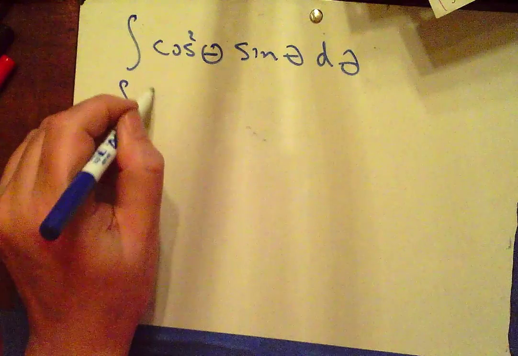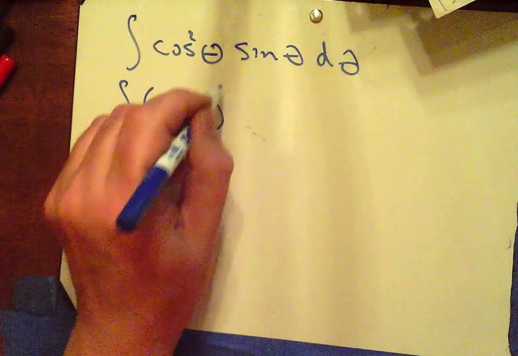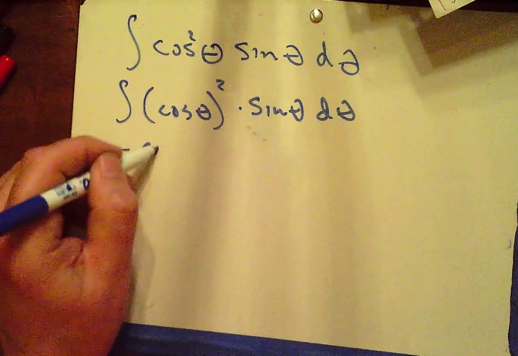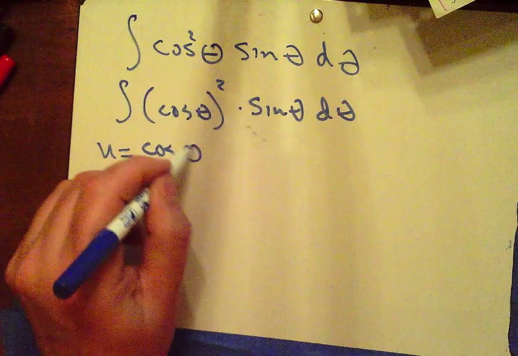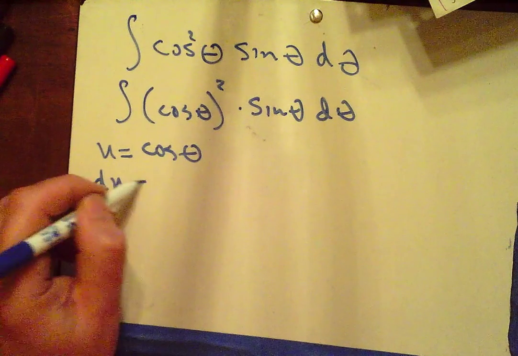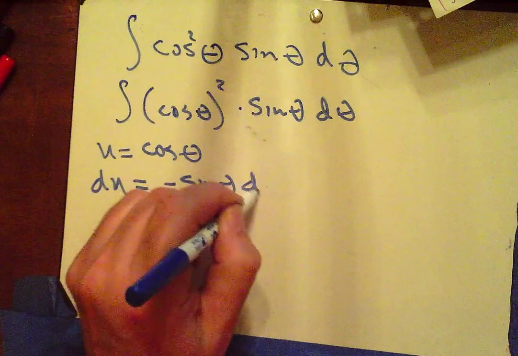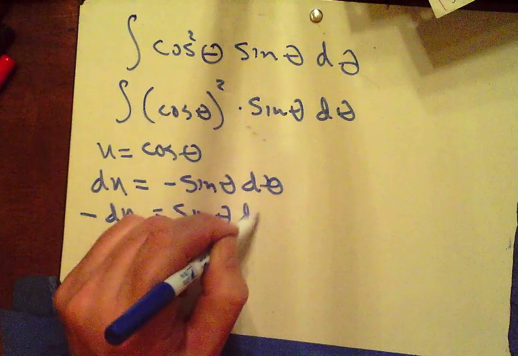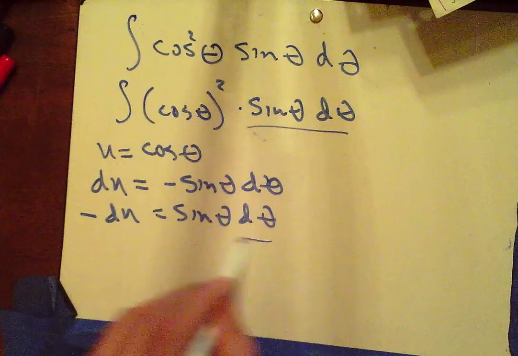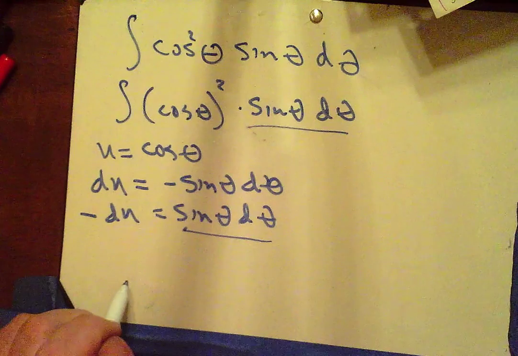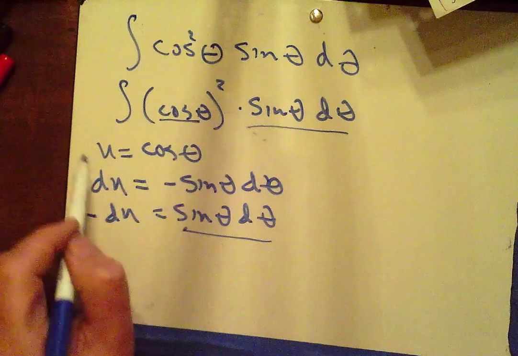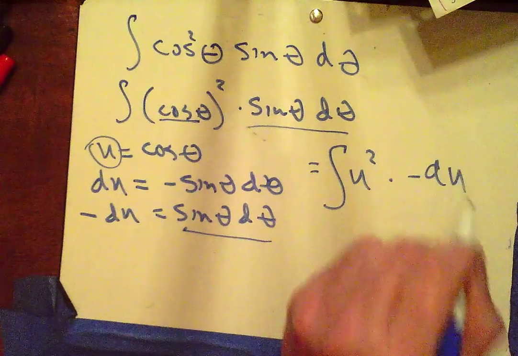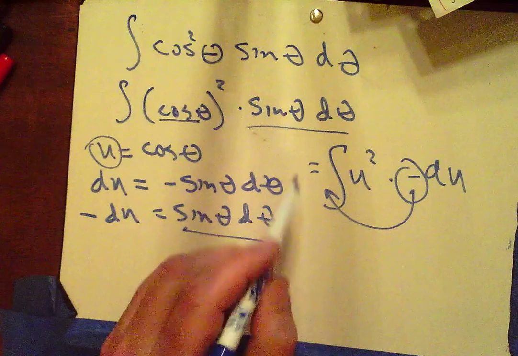So remember, this is the one where I said cosine theta squared sine theta d theta, where u equals that inside the squaring function, cosine theta. And du would be negative sine theta d theta, or negative du is sine theta d theta. Well, I have a sine theta d theta, and that can be replaced with negative du, and here this cosine theta is u. So this integral becomes u squared times negative du. To avoid confusion, I'm pulling that negative out in front.